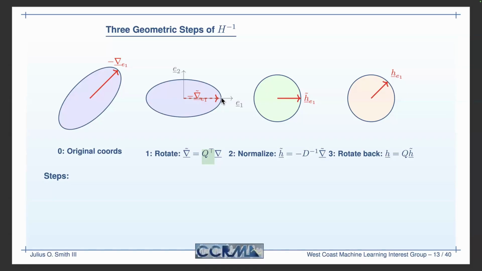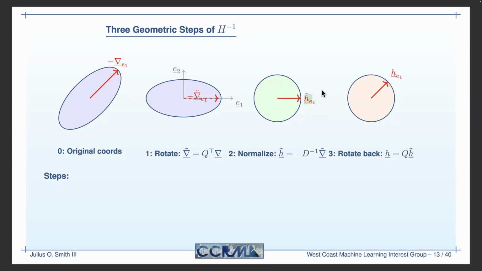And then now we multiply by minus D inverse. That's going to normalize it. It's also going to flip the sign because the step wants to be in the negative gradient direction. So let's just stick that there. Then we can use h as our notation. And the tilde denotes that we're in the rotated space. So we have gradient tilde, nabla tilde here, and we have h tilde here because we're in the rotated coordinates.